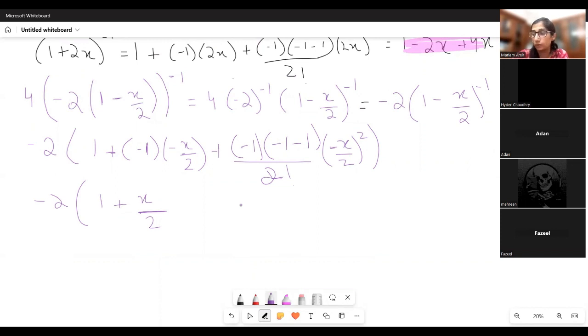times minus 1 minus 1 divided by 4 divided by 2 factorial, just giving me 1/4 with a plus sign, plus 1 by 4x squared, or x squared upon 4. And completely expanding this, we get minus 2 minus x and minus x squared upon.